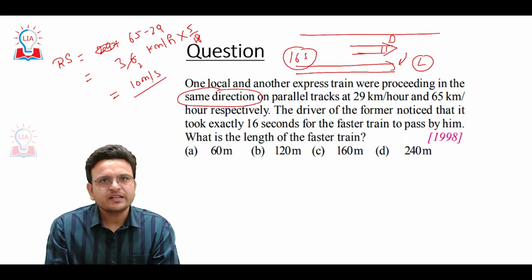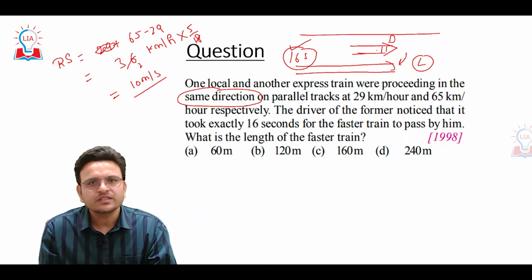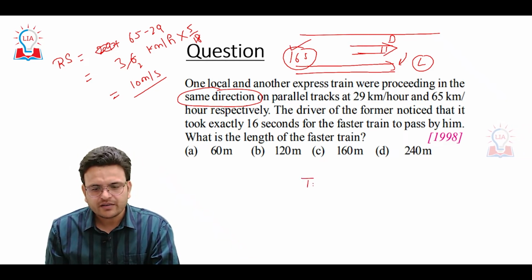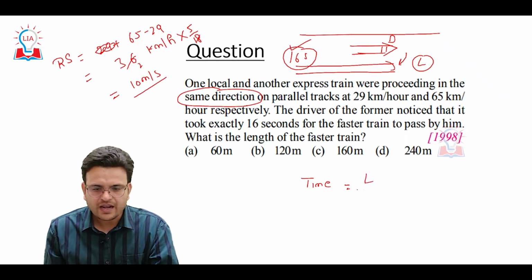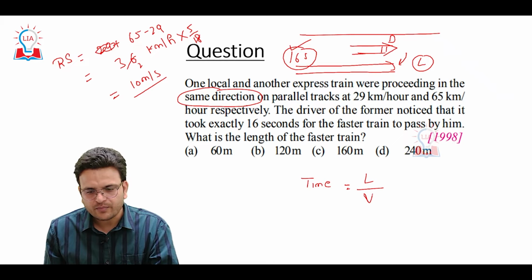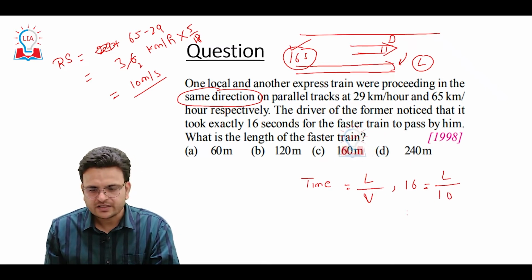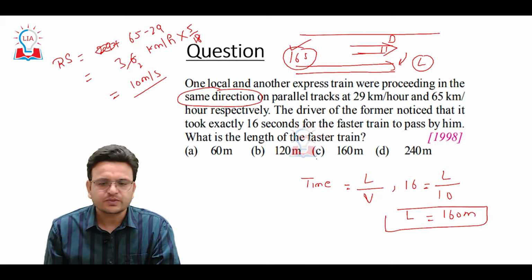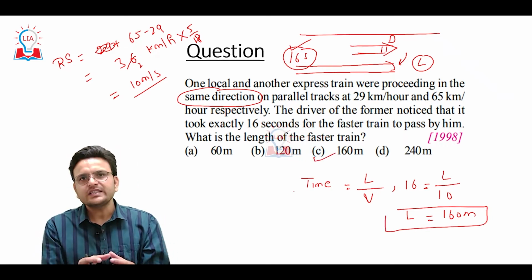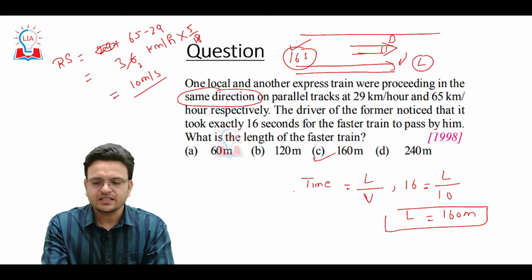Okay, at 10 meter per second, the train has taken 16 seconds to cross this particular train. So time taken by the superfast train to cross the driver is L upon V, it has taken 16 seconds. The speed is again 10. So the length becomes 160 meter. Hope you are able to understand this particular question. Here the only thing is you have to understand the basic concept, and the basic concepts are very important.